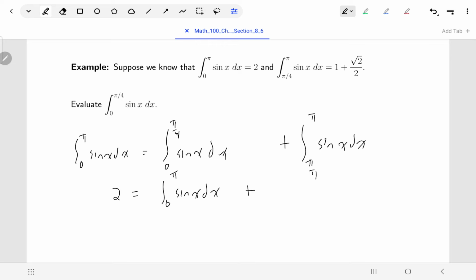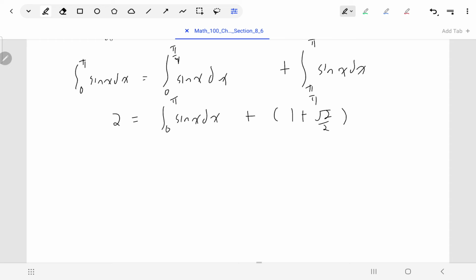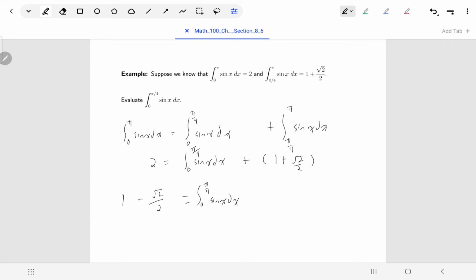And I know that the definite integral from pi over 4 to pi is 1 plus root 2 over 2. So now I can solve, and bringing the 1 and the root 2 over 2 to the other side, I'll have that the definite integral from 0 to pi over 4 of sine x dx is 1 minus root 2 over 2.